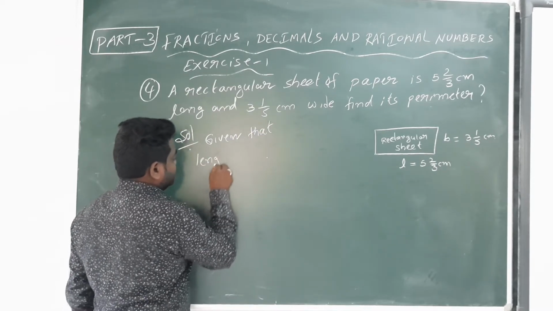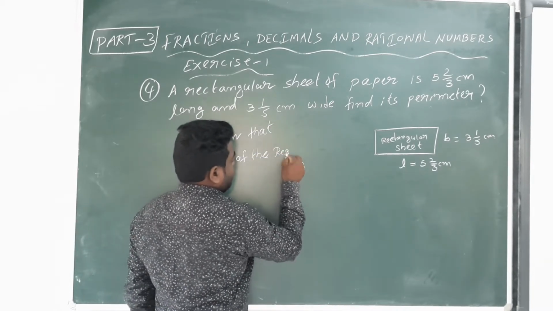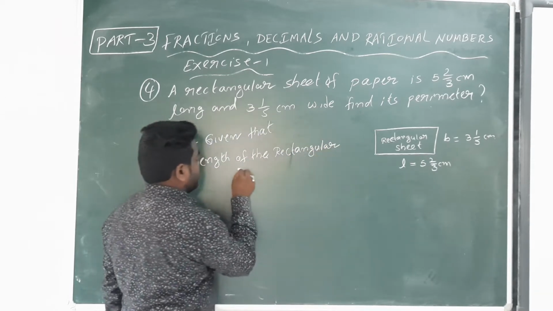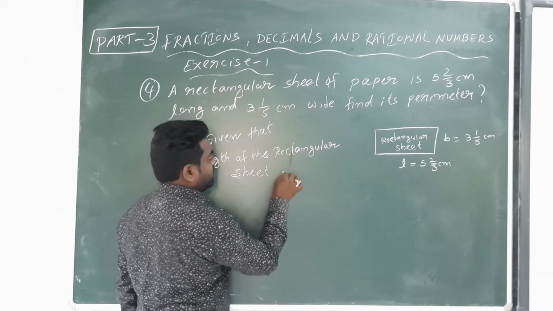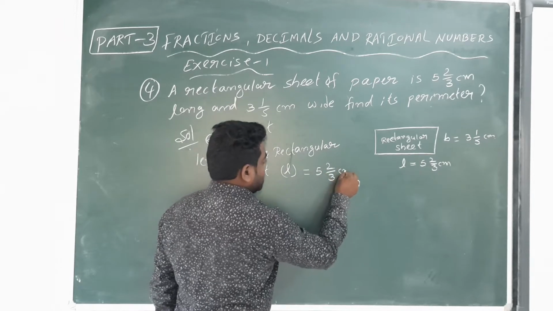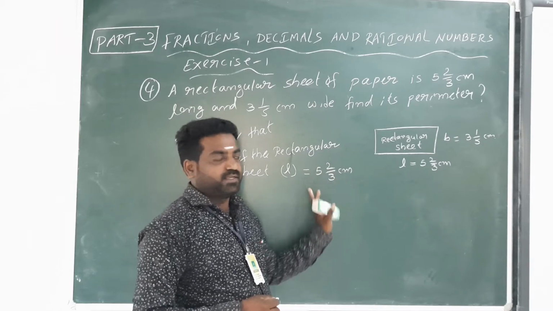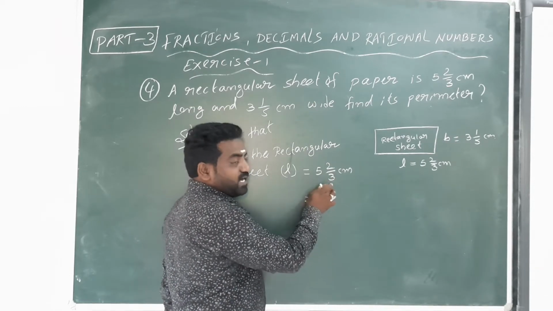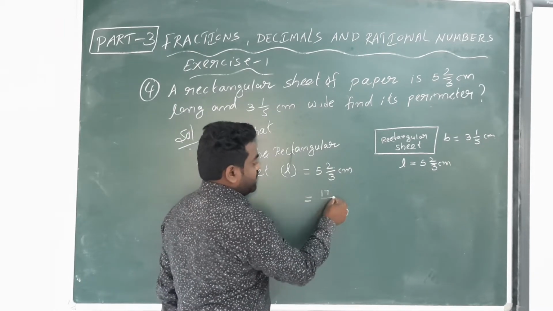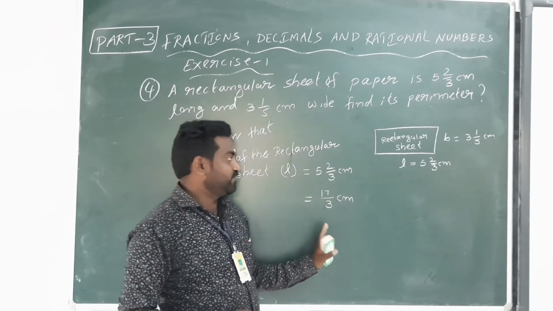Length of the rectangular sheet L is equal to 5 2 by 3 centimeters. This is a mixed fraction. A mixed fraction is converted into an improper fraction. 5 3s are 15, 15 plus 2 is 17. So 17 by 3 centimeters.